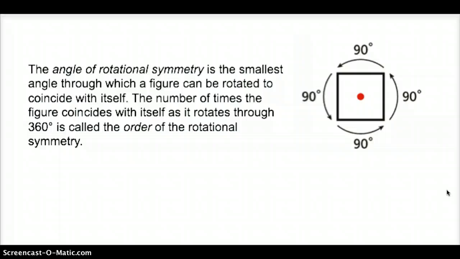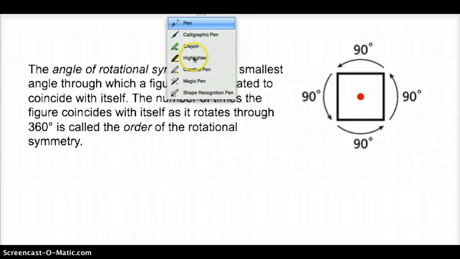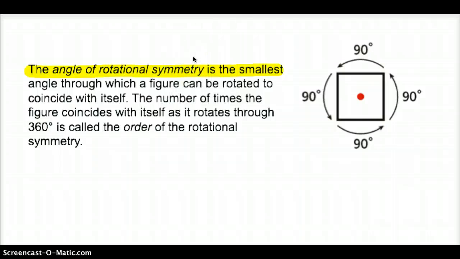So the angle of rotational symmetry is the smallest angle through which a figure can be rotated to coincide with itself. This is something that's important. You should definitely highlight this in your notes. So again, this is going to be the smallest angle through which a figure can be rotated to coincide with itself. So again, take a look at the square that we have here.